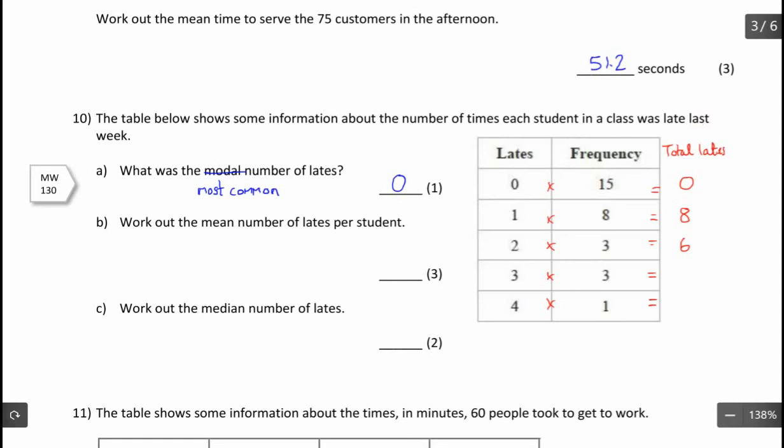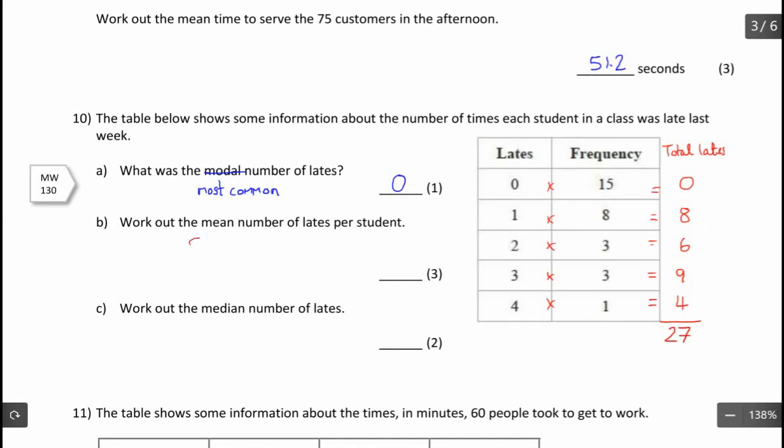Okay, so 3 people were late 3 times, so that's going to be 9 lates altogether. 1 person was late 4 times, so that's 4 lates altogether. Now, the total number of lates altogether is the sum of those, so that's going to be 14, 18, 27.